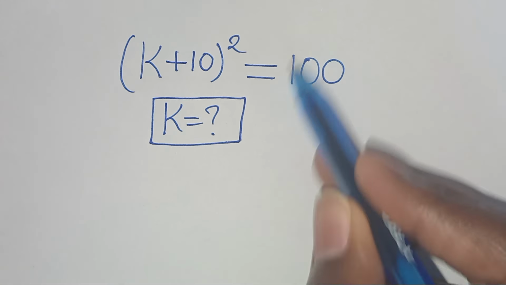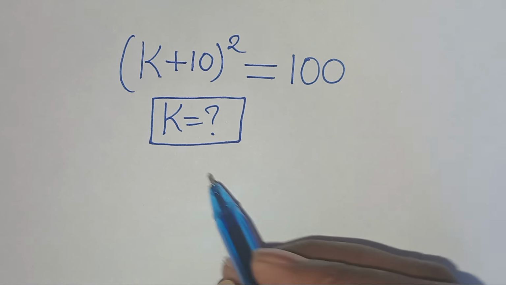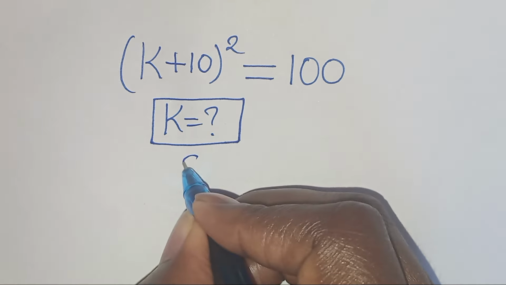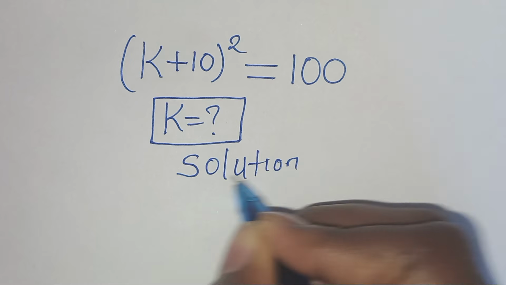Welcome to this nice algebra problem: (k + 10)^2 = 100. What are the values of k? In this case, we are going to solve by applying three methods as follows.